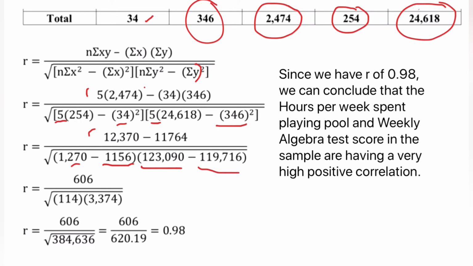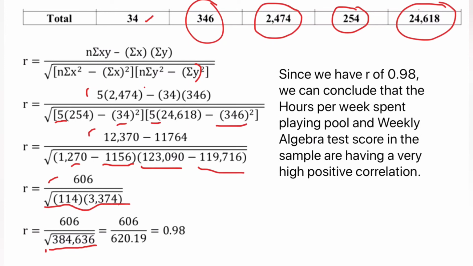Okay? So 12,370 minus 11,764 is 606. And then 1,270 minus 1,156 rather is 114. Then we have to multiply it to 123,090 minus 119,716. That is 3,374. So bring down, we have the values of 606 all over 114 times 3,374 is 384,636. And then we have to get the square root of this one.